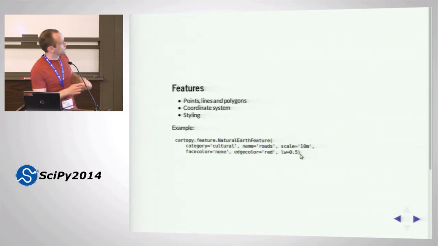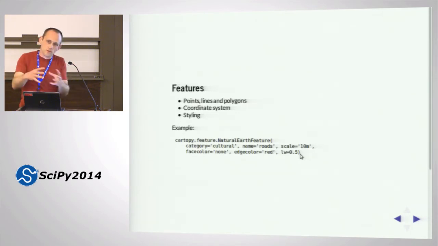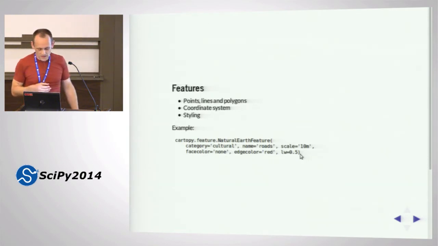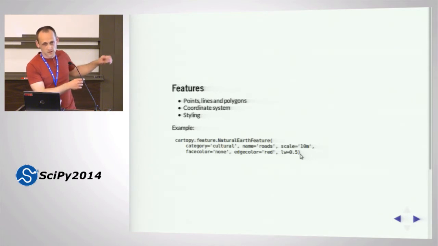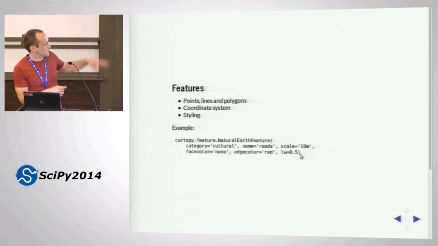And we do that using something called features, which is basically where we take a description of points and lines and all that kind of stuff, and we bundle it up with the coordinate system that they're described in, and the matplotlib styling keywords that you want to render it with. So we've got an example here saying, I want the 1 to 10 million roads from Natural Earth, and I want to draw them in red, etc. So the coastline command that we saw there is just a convenience function on a convenience function to make it super easy to say, I want the Natural Earth coastlines at 110 million or whatever.